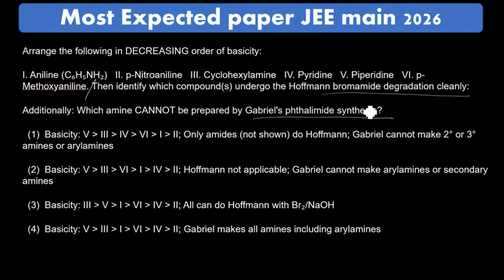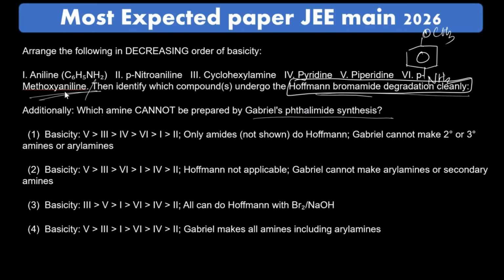If you are sure about these 2 things, let's find out using that one, which undergoes the Hofmann bromide degradation cleanly. Okay, so Hofmann bromide degradation is for amides, right? Amides to give you the primary amine. 6 molecules are given which will not undergo any Hofmann bromide degradation. So which is right? And which cannot be prepared by Gabriel phthalimide.